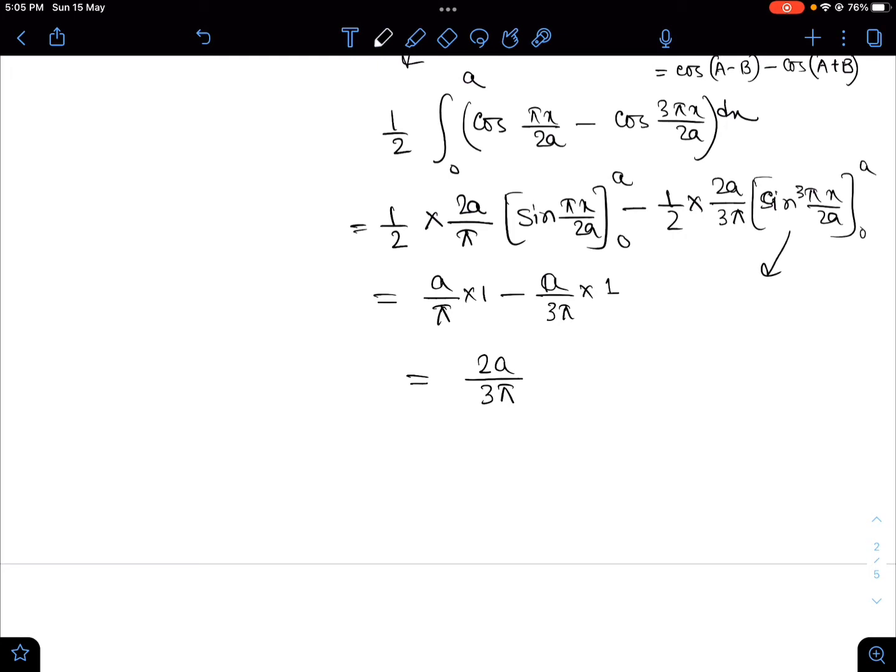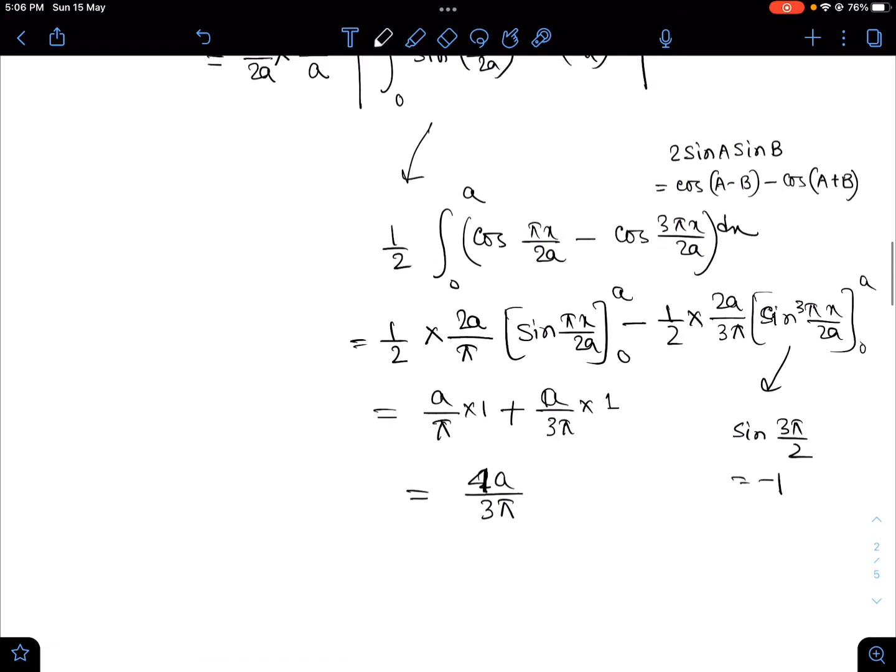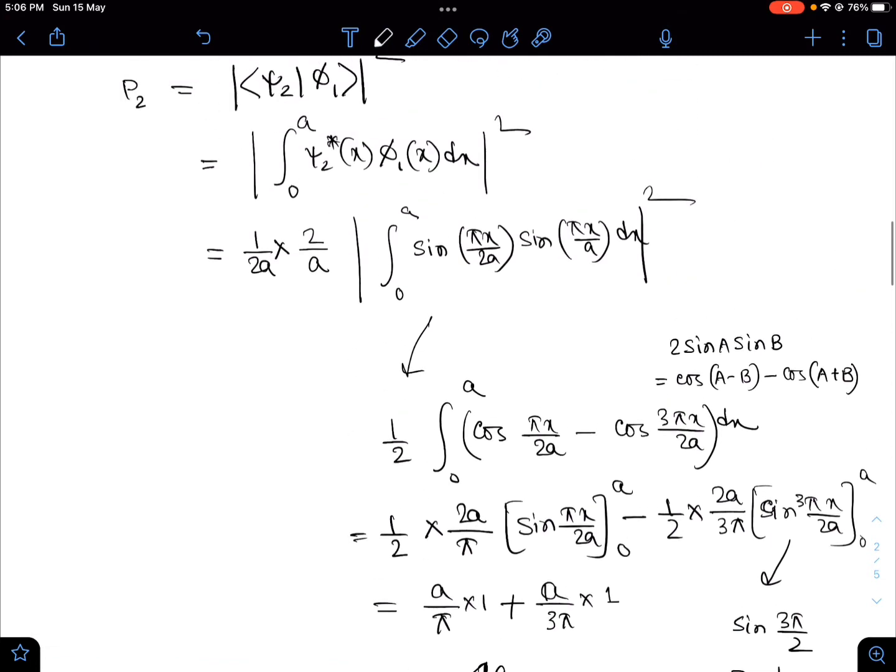So let me check this once. So we are getting sine 3 pi by 2, so yeah, it should be minus 1, so it is minus 1. So if we put here plus, we will get like 4 pi. Yeah, just check this calculation once. We have to do this calculation just and nothing else.